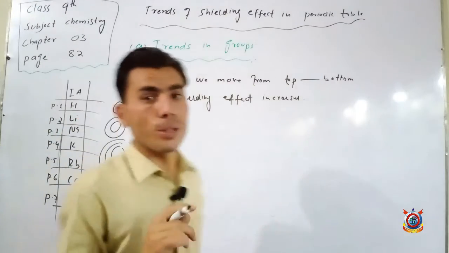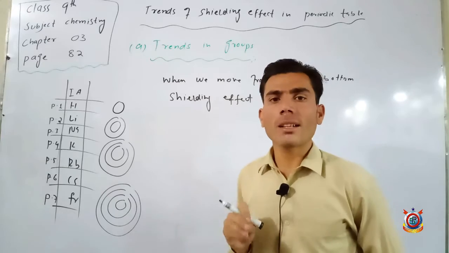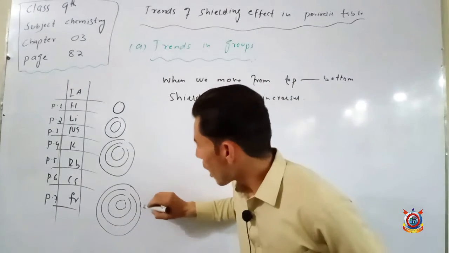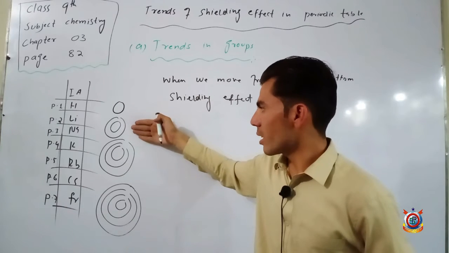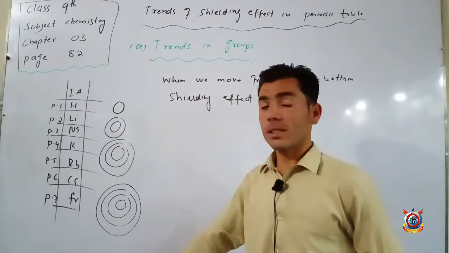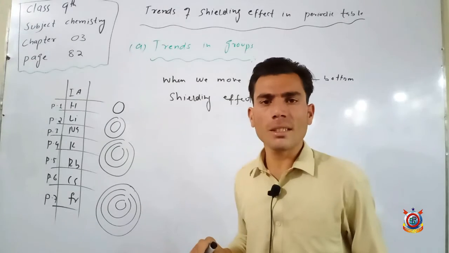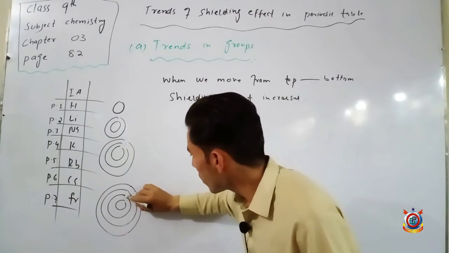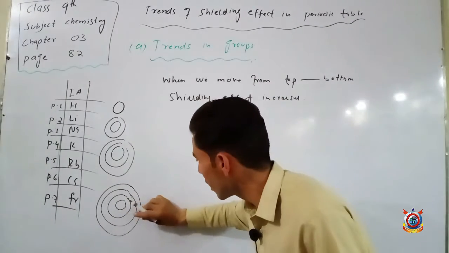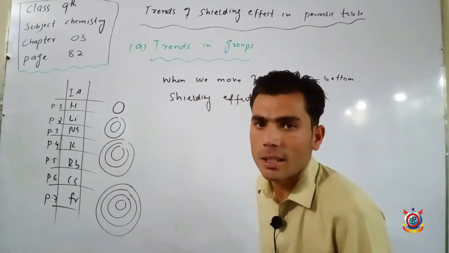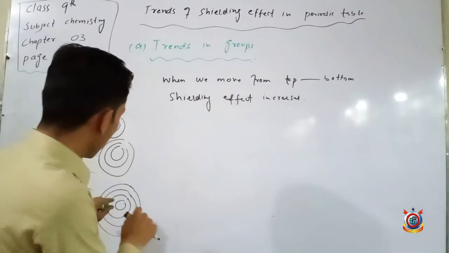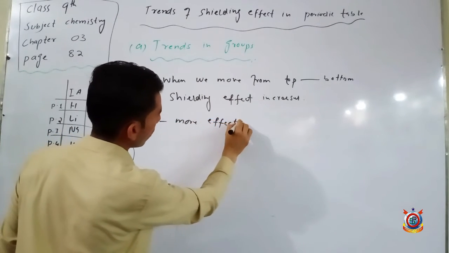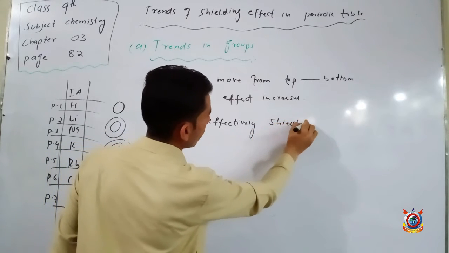The number of shells increases, and in shells electrons are present. So the number of inner shell electrons also increases. When we move from top to bottom, shell after shell is added: one shell, two shells, three, four, fifth, sixth, seventh shells. With the increasing number of shells, the number of inner shell electrons increases, and as a result these electrons more effectively shield the valence electrons.